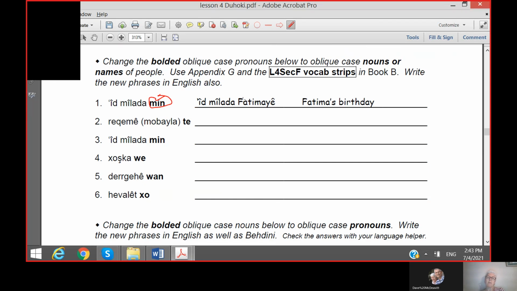Okay, so Fatima is feminine, so I'm going to just copy Eid Milad, Eid Milada, and then instead of min, I'm going to write Fatima with my oblique case ending on it. And then write it in English so you know what it means. Okay, carry on with these. Check your answers in Appendix S. Or check your answers with your language helper, since I don't know how you're going to change them.